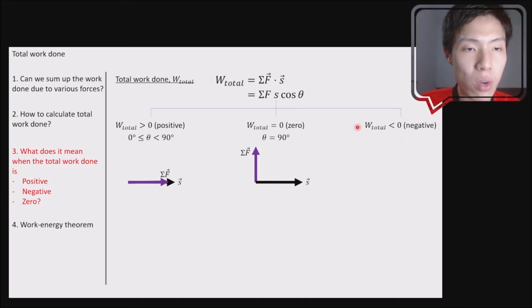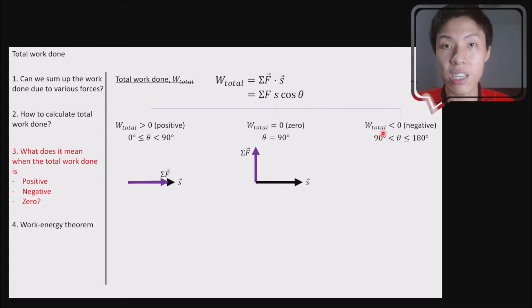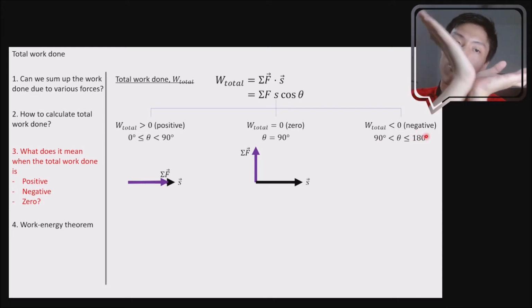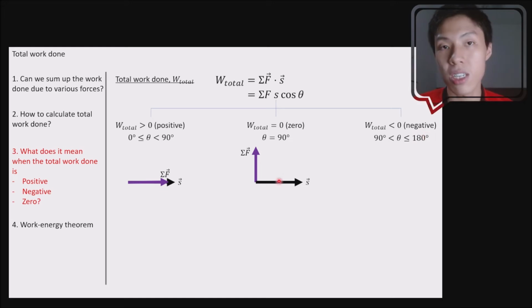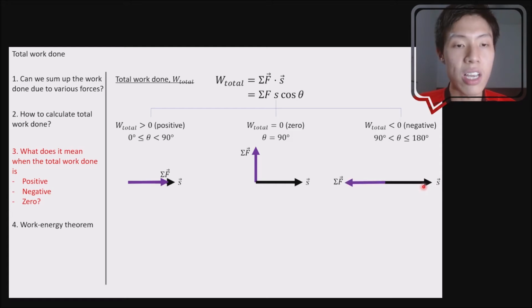So for the total work done equal to a negative value, your angle here should be in the range of 90 to 180, not inclusive of 90, but inclusive of 180. In other words, you should see your net force having a component which is opposite to the direction of displacement. So if your displacement is pointing to the right, you should expect your net force to have a component pointing in the opposite direction, to the left.